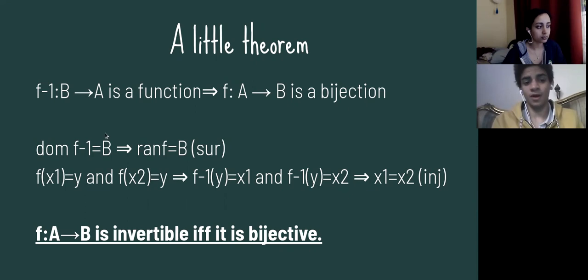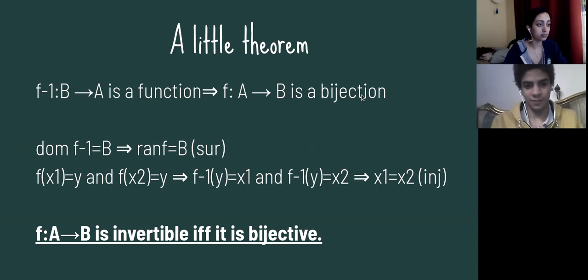Now, I'm given that f inverse is a function. Since f inverse is a function, you cannot have the same input with two different outputs. Therefore, x1 has to be equivalent to x2. But since f of x1 equals y and f of x2 equals y would imply that x1 equals x2, then this function is injective. Since the function is both surjective and injective, then f has to be a bijection.